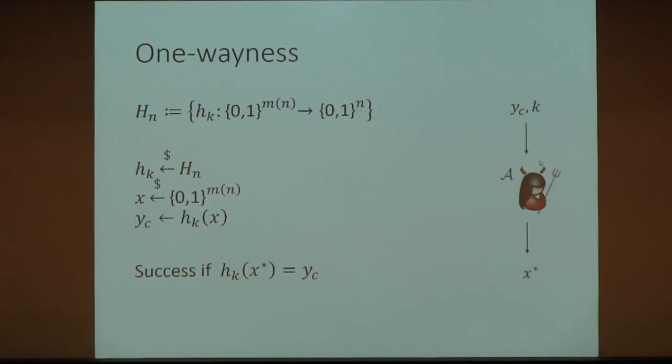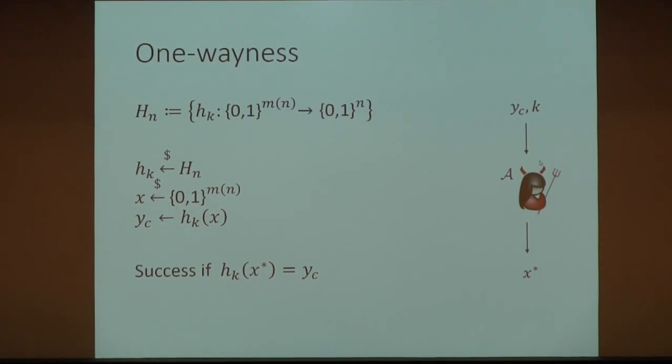Okay, so that's the functional description. Now we want some security properties of these hash functions. The first very basic one, and that's like the smallest possible assumption we can make in complexity-based cryptography, is one-wayness.